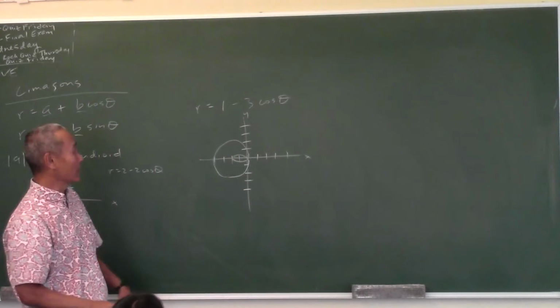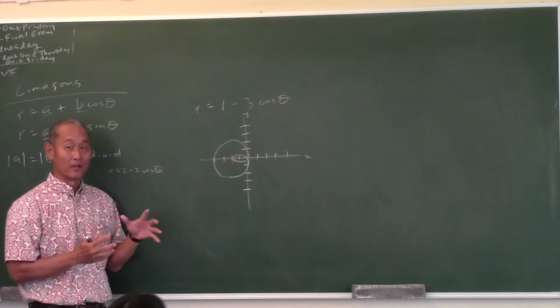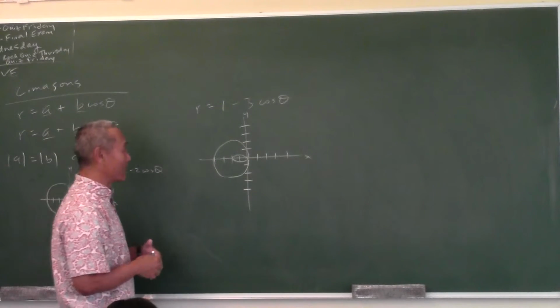Like that. You know what we call this? We call this a limaçon with an inner loop. Or we can just call it by its nickname, inner loop.